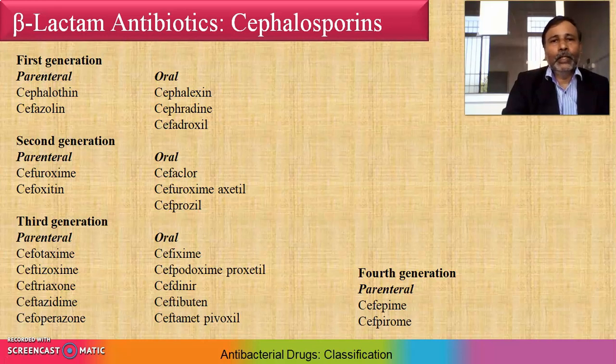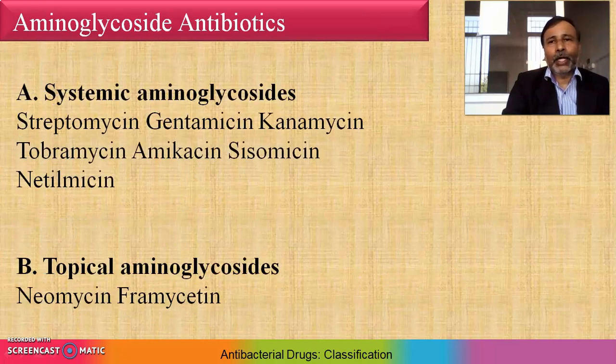Now let's see the next category, that is aminoglycoside antibiotics. Here they are again divided into two categories. The first one is systemic aminoglycosides. It means they directly enter into systemic circulation. For example, streptomycin, gentamicin, kanamycin, tobramycin, amikacin, sisomicin, and netilmicin. When we talk about topical aminoglycosides, that is neomycin and framycetin. So these are about aminoglycosides.